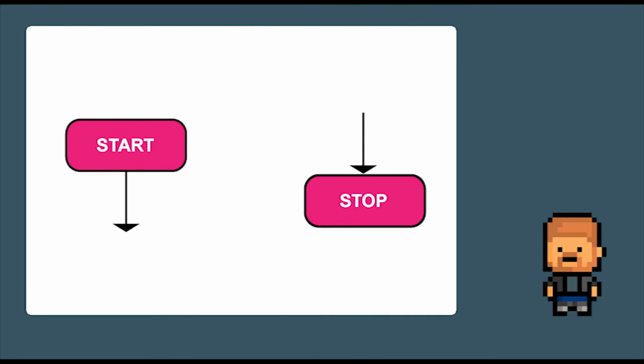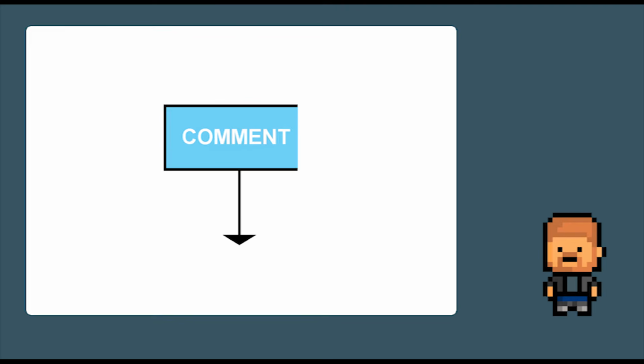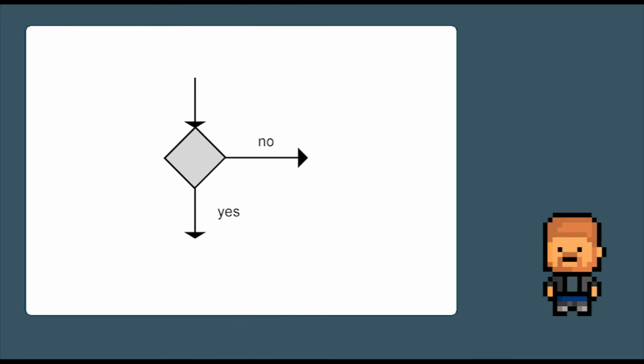Let's look at some of the blocks that are available in flowcharts. Here we have the start and end block. These go at the start and the end of a program. These are comment blocks. This is a process block. There'll be plenty of these in your program. This is a decision block. This is an input-output block.